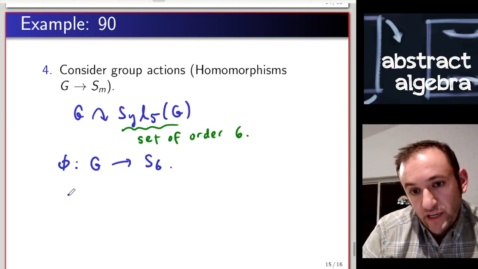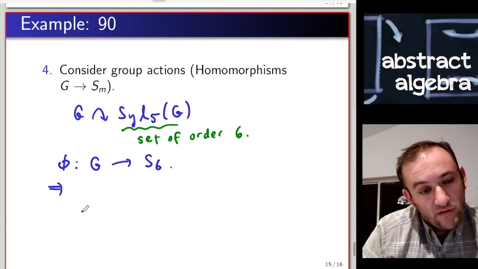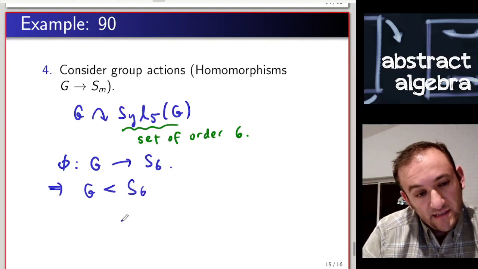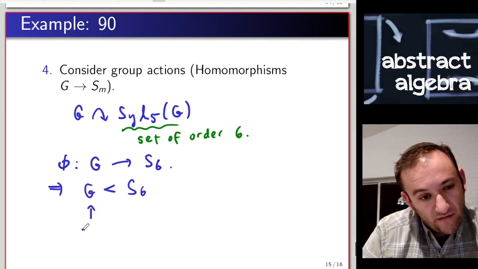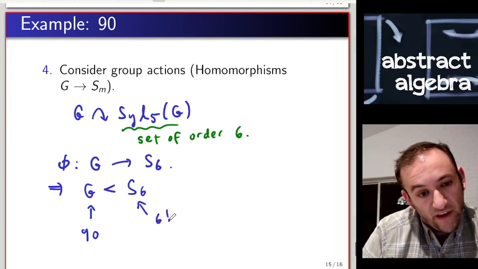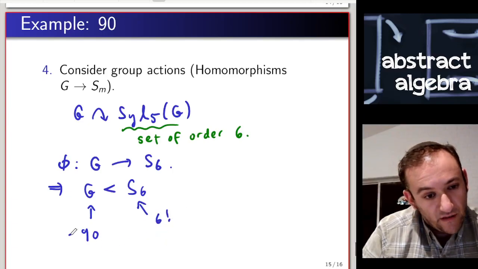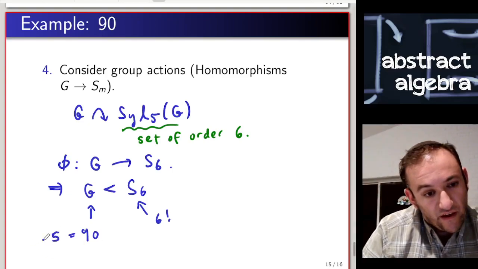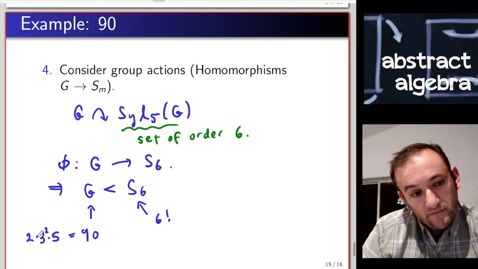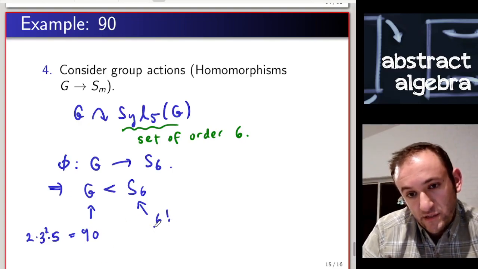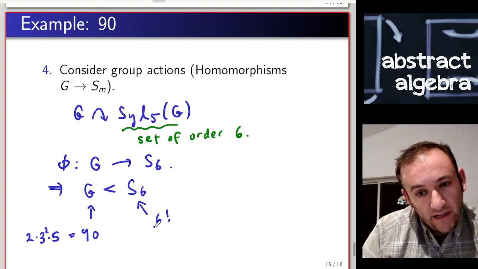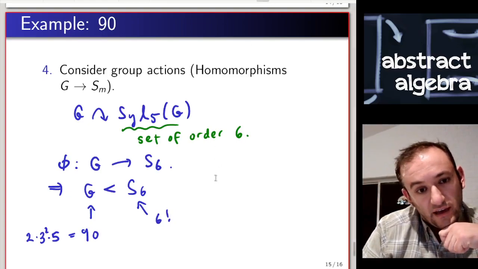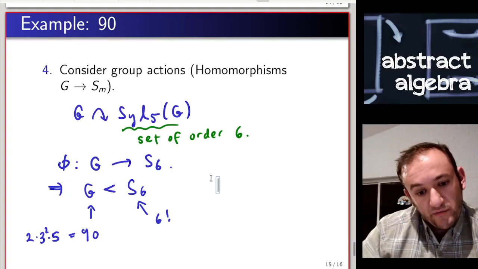By the same logic as the previous example, we would have that G can be thought of as a subgroup of S6. Unfortunately, in this case, G will be order 90 and S6 will be order 6 factorial. So 90 is 5 times 2 times 3 squared. This divides into 6 factorial perfectly fine. So we're not going to get a contradiction from Lagrange's theorem in this case.